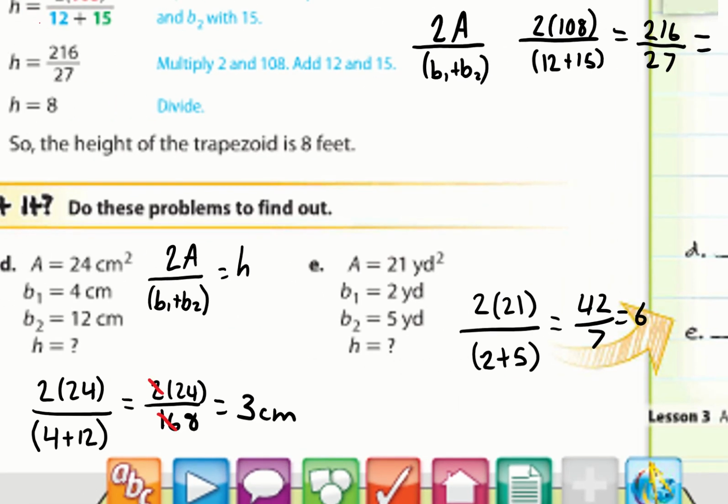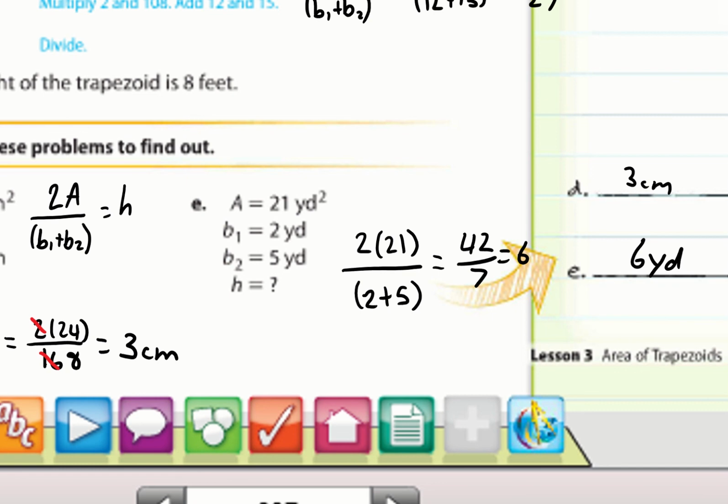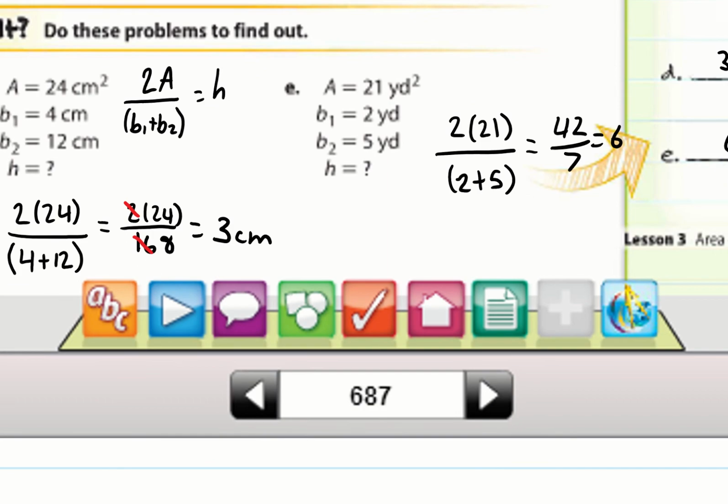So I have my area, 2 times the area divided by base 1 plus base 2. So here we have 2 times 24, and then the bottom 4 plus 12. I know 4 plus 12 is 16. I can simplify my 2 and 16. So my 16 becomes 8, my 2 goes away. 24 divided by 8 equals 3. For E, 2 times 21 divided by 2 plus 5. So 2 times 21 is 42, 2 plus 5 is 7, 42 divided by 7 equals 6.